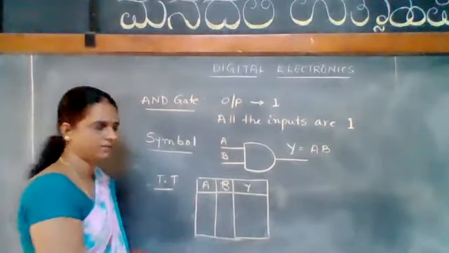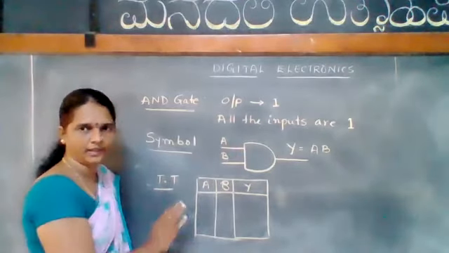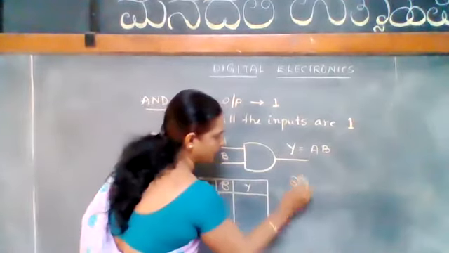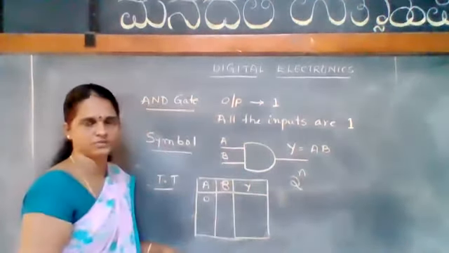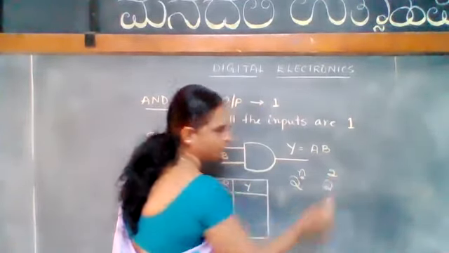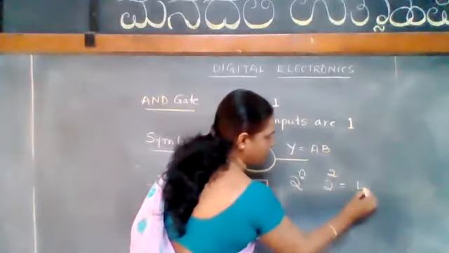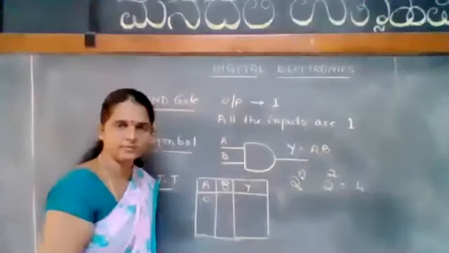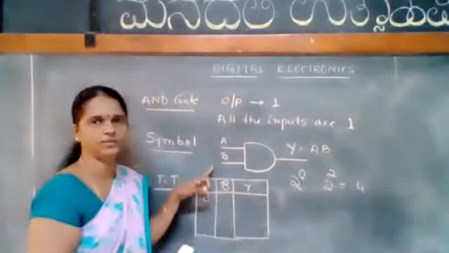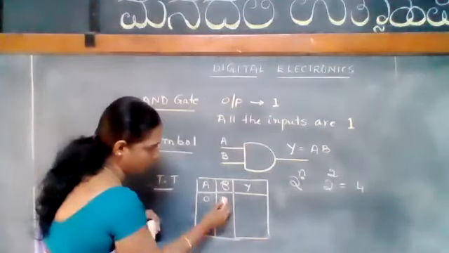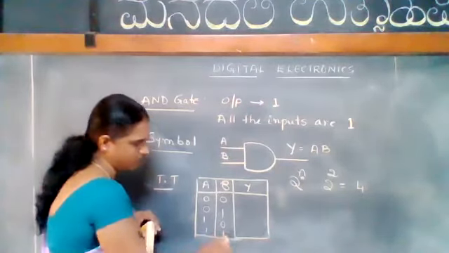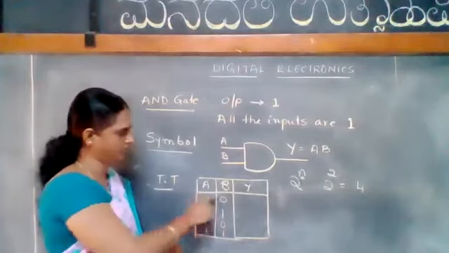Now we first write the possible combinations for A and B. This is the formula we have for the combinations, 2 to the power n. Here n is nothing but 2, 2 to the power 2. So the total possible combinations are 4, right? We can make 4 combinations using 2 inputs. So this is 0, 0, 0, 1, 1, 0 and 1, 1. These are the possible combinations for two inputs.